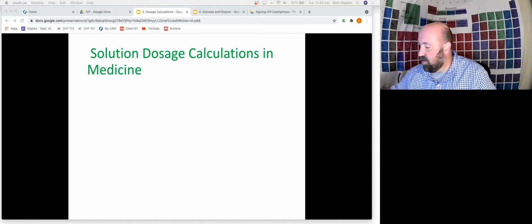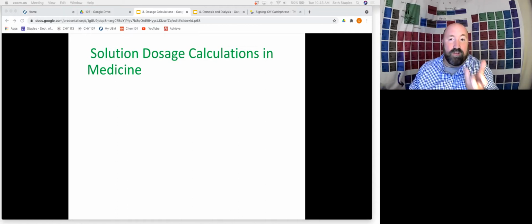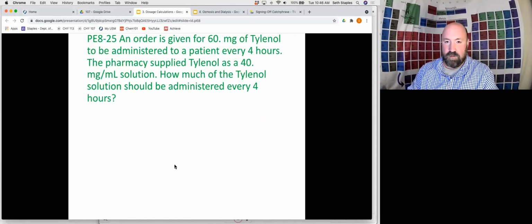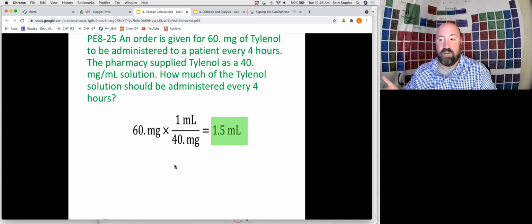And so a 40 milligram per milliliter solution means that we can use that conversion factor in either direction. And we know that in this case, we need to use it the second way that I have it written, so that our milligrams cancels out and I'm left with milliliters, because that's how the actual solution is coming to us. It's coming to us as a liquid solution. And so we need to know how many milliliters of that solution we need to actually give. And so we do that out and we see that every 4 hours, we need to be giving this patient 1.5 milliliters of the solution.